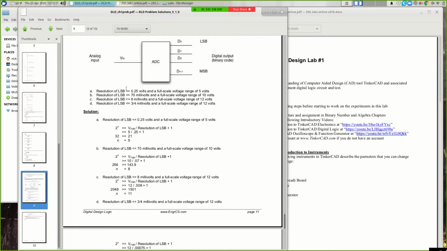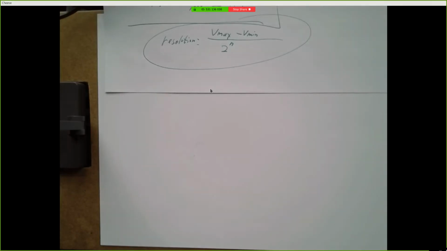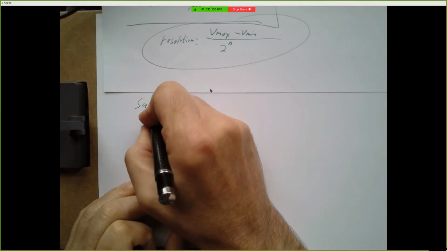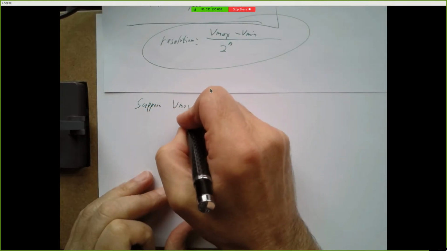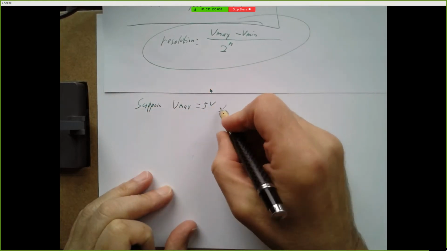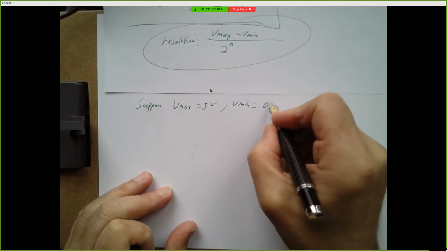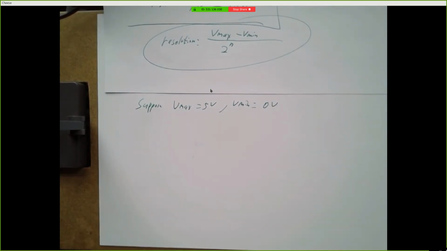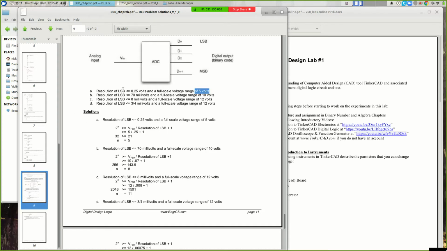So suppose that your input goes from 0 to 5 volts. That's your range. So let's suppose Vmax equals 5 volts, Vmin equals 0 volts. Well, this question is asking you, if you want a resolution of 0.25 volts, how many bits do you need?